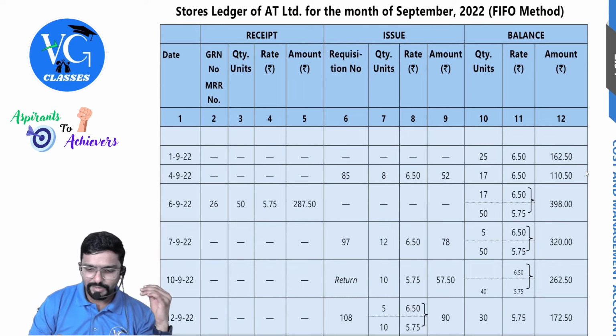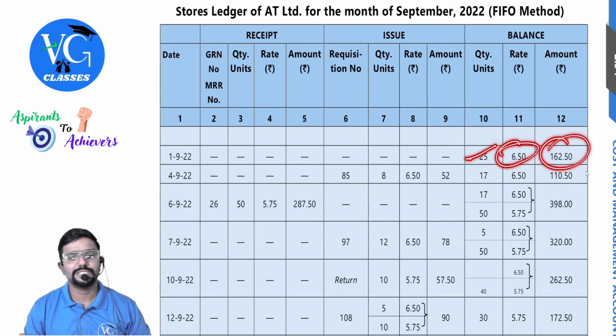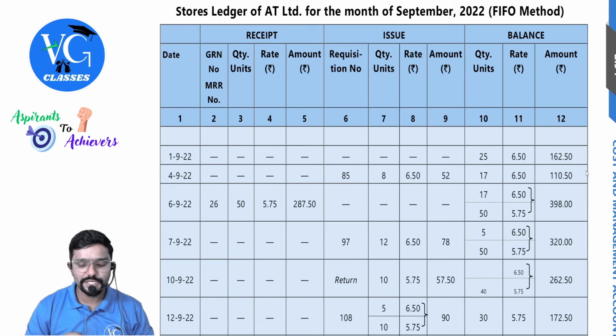Okay, so the opening balance is there. On 1st September, 25 units at 6.5, that is 162. Then on the 4th, there is an issue.